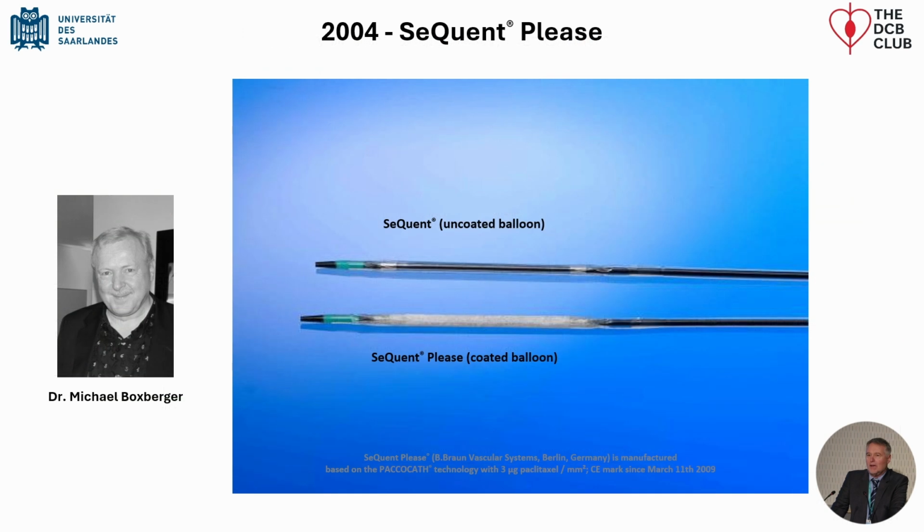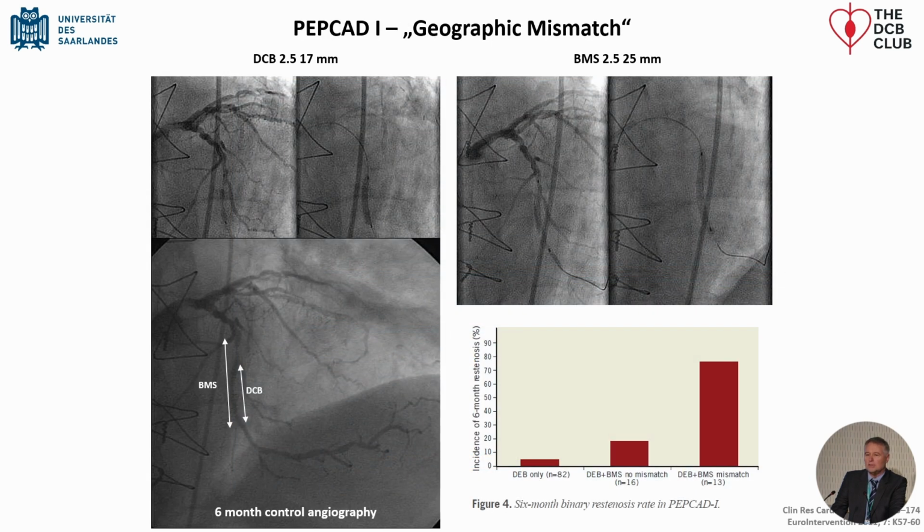In 2004, we had no funding anymore, and we looked for partners from the industry, and Dr. Boxberger, who is also here, visited me in Hamburg. And in this year, they were looking for a histology lab for doing drug-eluting stent experiments. And he was interested when I presented him those preclinical data at this time. And B. Braun decided to support this project. And this was the birth of this SeQuent Please DCB.